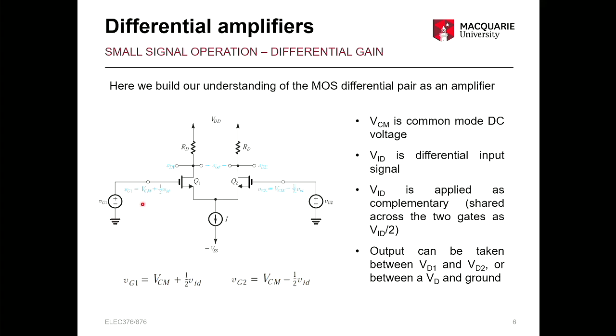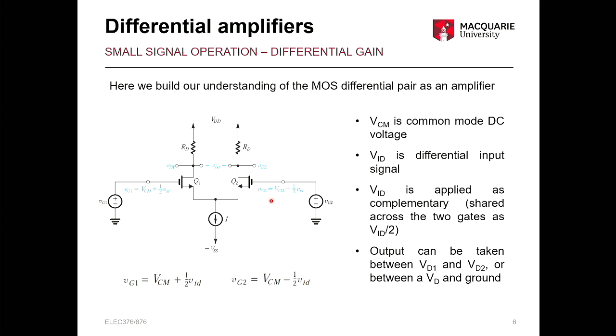We have our inputs of VCM, that's a common mode, which we looked at last week. That's going to both VG1 and VG2. But now we also have a differential input combined with that VCM. That's VID here, okay? That is applied in a complementary fashion. So half of that signal is added to this side, and half of it is subtracted from that side. Okay? So this is your typical operation of a differential amplifier. That's how you want to set up your signal going into it when you can.